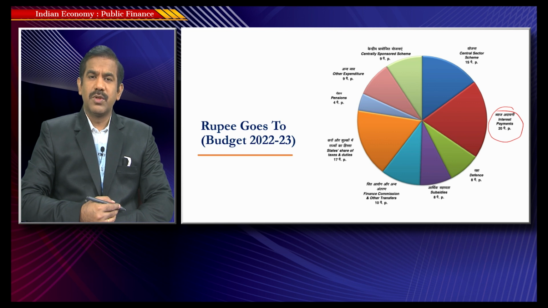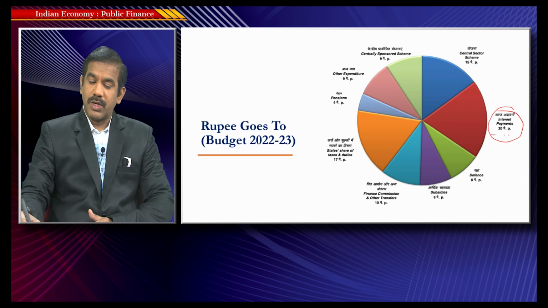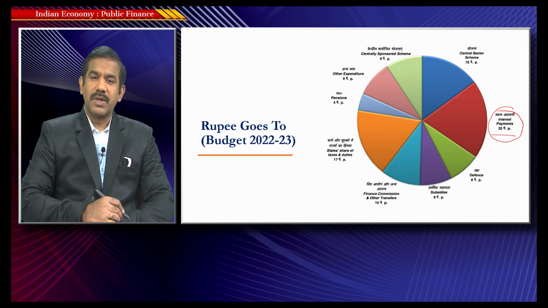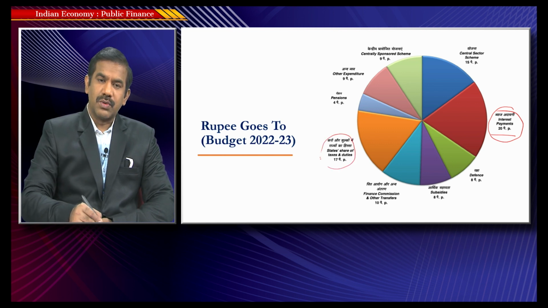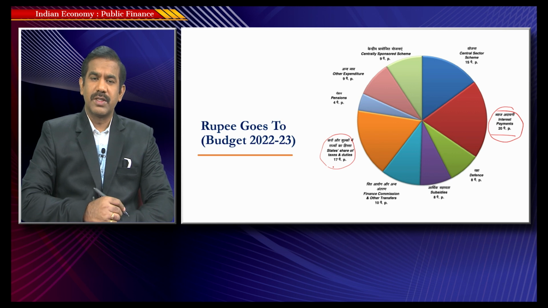And those interest payments on the loans borrowed constitute a larger proportion of our spending, and that seems to be approximately 20 paise. So, out of every rupee the government is spending per year, 20 paise goes in the form of interest payments. And next, if you look at it, the states' share of taxes and duties. Okay, this is something I will be discussing when I discuss the Finance Commission. In the next part of taxation we will be discussing the Finance Commission.